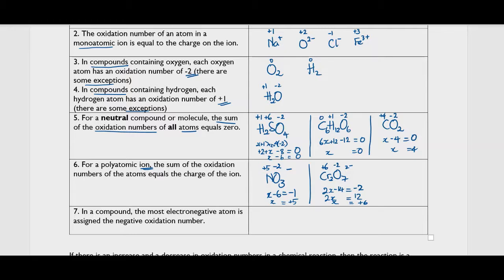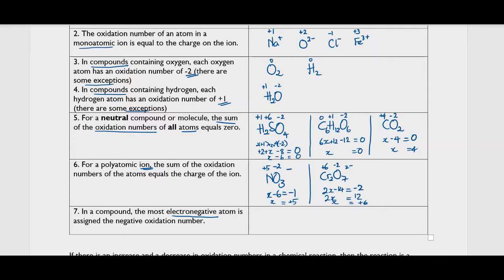All right, let's just do 2 examples for now. And then last but not least, in a compound, the most electronegative atom is assigned the negative oxidation number. So you have to do this mainly for the exceptions to rules 3 and 4.